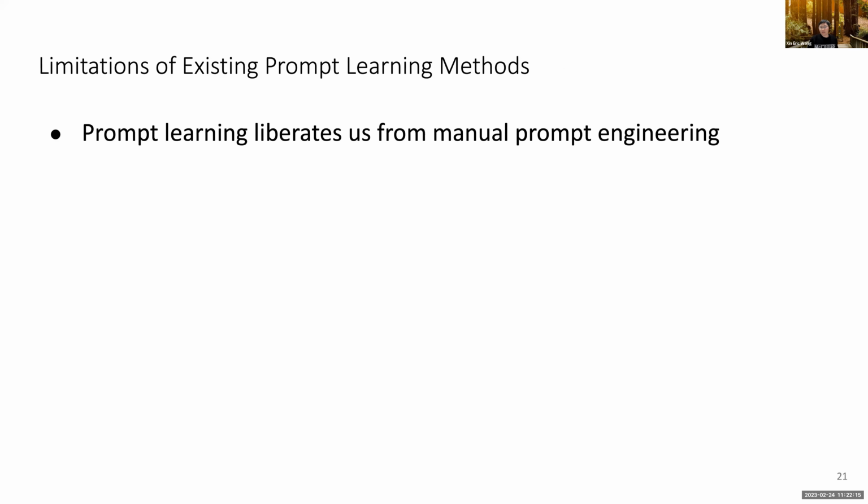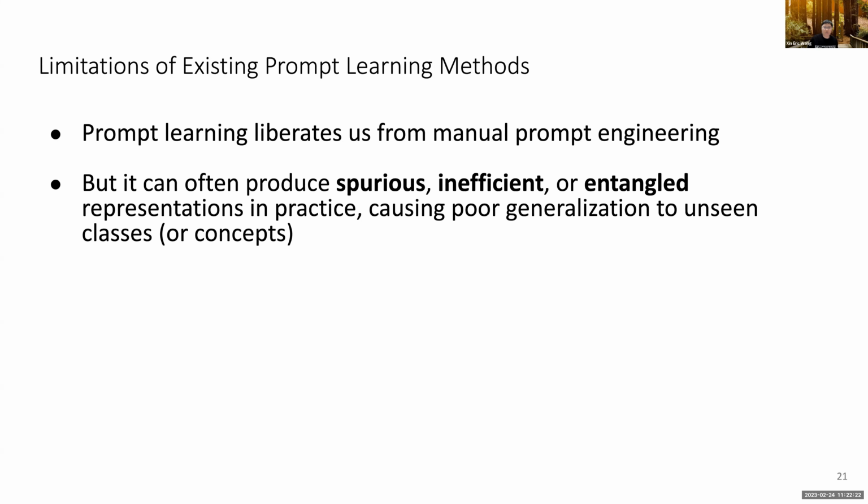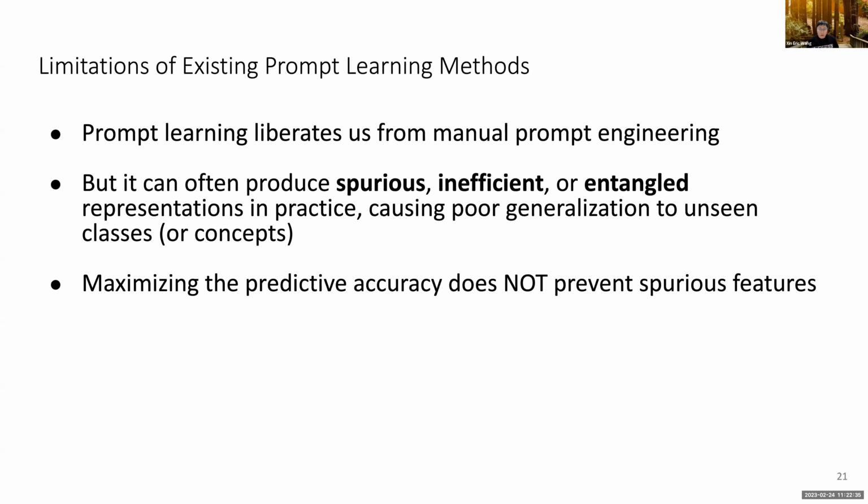So prompt learning can liberate us from manual prompt engineering. However, it can often produce spurious, inefficient, or entangled representations in practice, which cause poor generalization to unseen classes or concepts. So that said, maximizing the predictive accuracy does not really prevent spurious features, right? So how do we solve that?